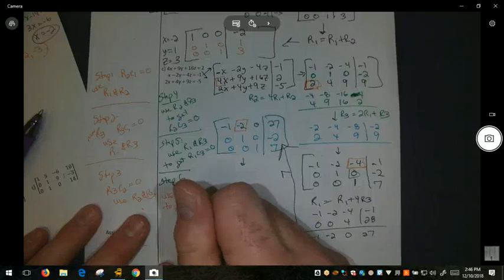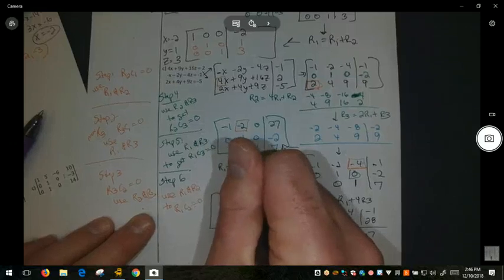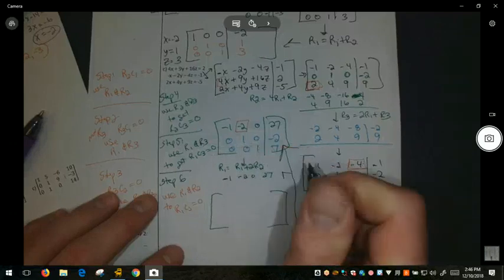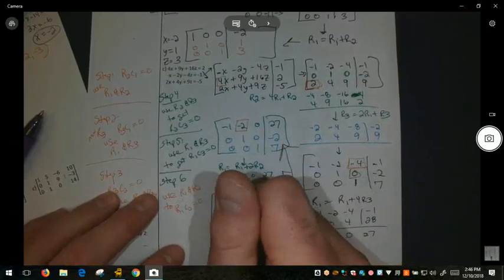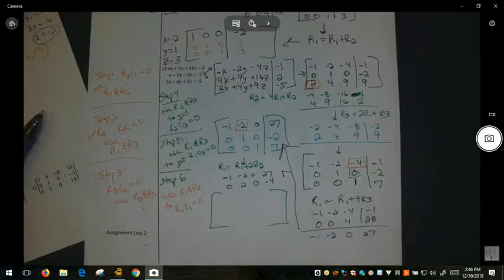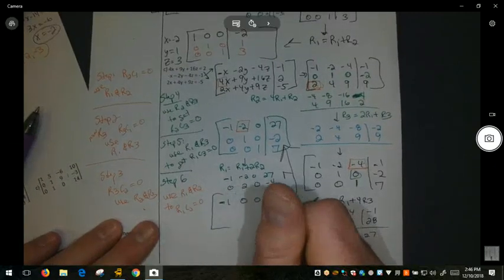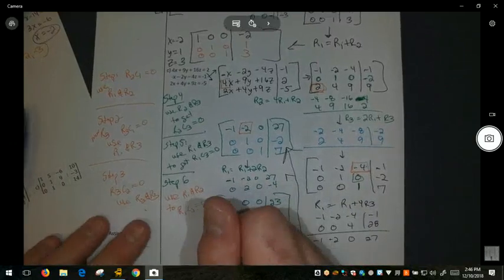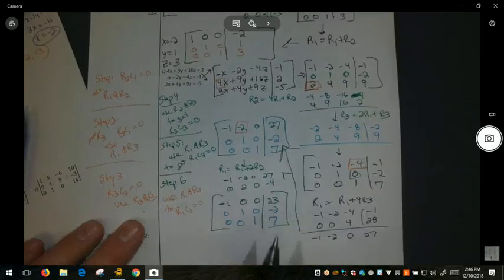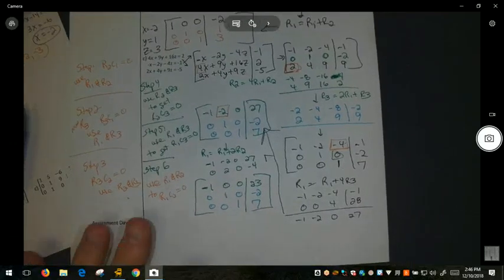So to do that, I'm going to do my new row 1 is row 1 plus 2 times row 2. Row 1 is -1, -2, 0, 27. 2 times row 2 would be 0, 2, 0, -4. When I add those, my new row 1 is -1, 0, 0, 23. My row 2, I'm leaving locked. My row 3, I'm leaving locked, and even if I weren't, I cannot change more than one row at a time. So now I'm almost done.